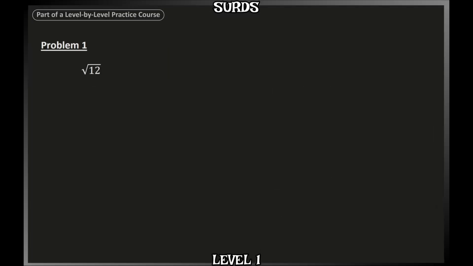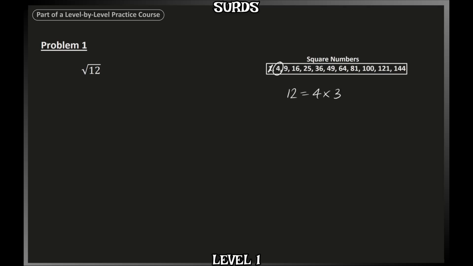In problem 1, we're simplifying the square root of 12. Now to do this, we need to find two numbers that multiply to make 12, where one of them is a square number. And if we look at our list of square numbers greater than 1, we can see that 12 can be divided by 4, and 4 is the largest number on that list. So we can rewrite 12 as 4 multiplied by 3.